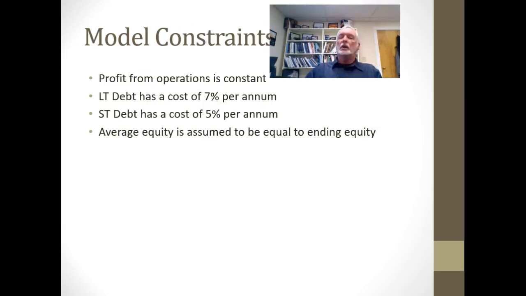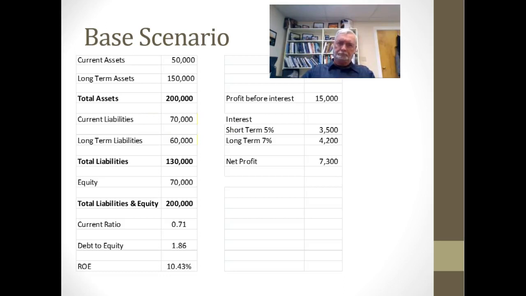The model says profit for operations is constant. What I do financially is not going to affect my operational profit. And in this example, long-term debt costs 7%, and short-term debt costs 5%. And just so that we can compute return on equity, and I'm only providing you with 1 year of data, average equity is assumed to be equal to ending equity. So that's just so that you can do the ratios. And here's the base scenario.